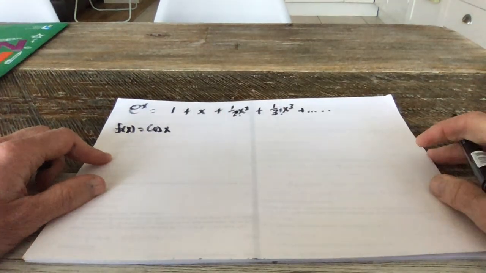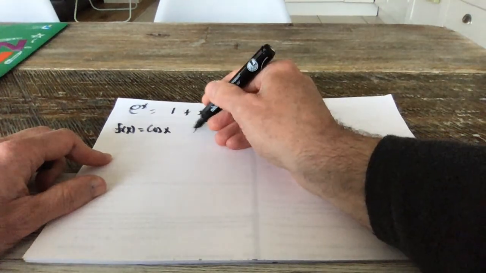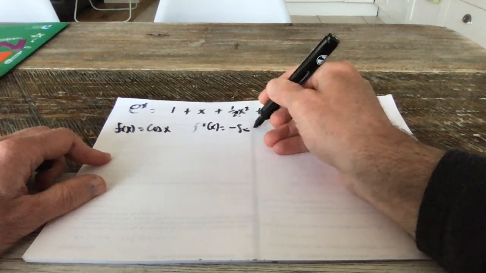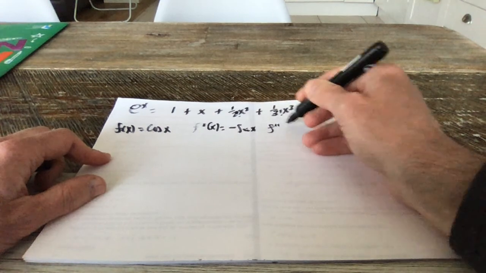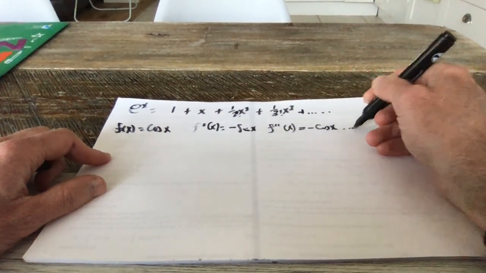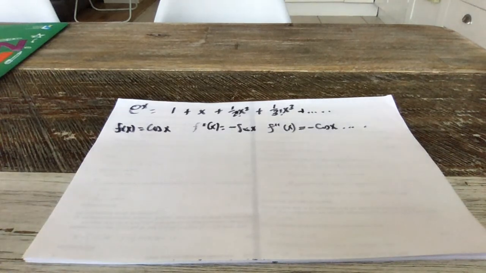Now I need to differentiate this in order to use Taylor's theorem. So if I differentiate cos x, I get minus sin x. And when I differentiate minus sin x, I get minus cos x, dot dot dot. The great thing about cos, sine, and exponential is that we know what the derivatives are, so we can use Taylor's theorem.